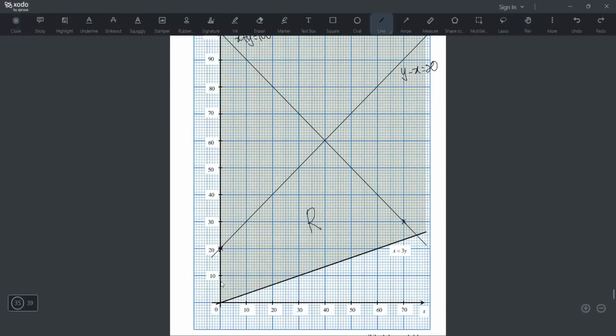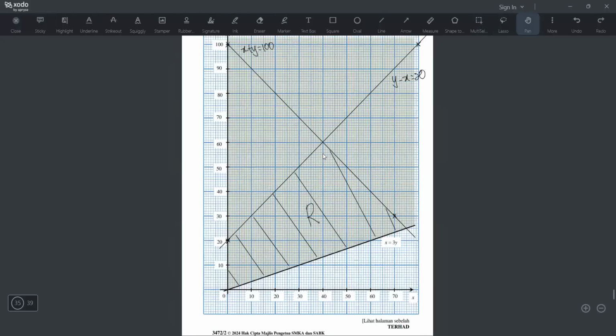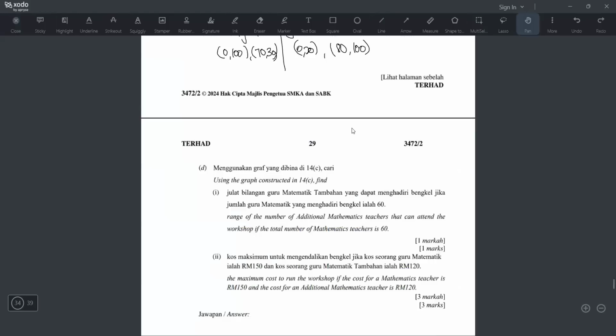Okay, when you shade the region, you usually use ruler, because when you use ruler, dia nampak kemas. So just lorek macam tu. Okay, this will take some time. Okay, dah. Ini jawapan dia. Okay, sudah siap. Sekarang kita boleh jawab next part.